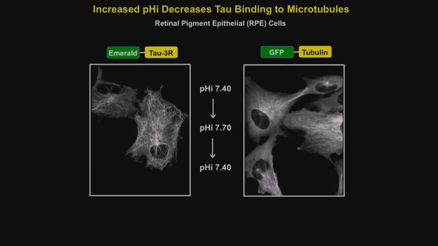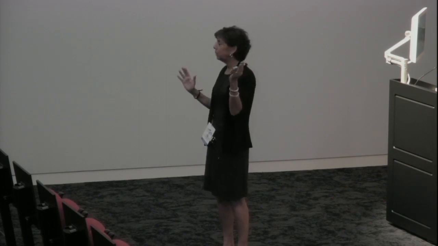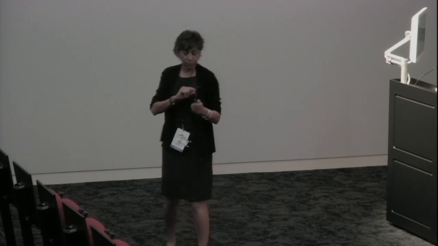So we thought, maybe naively, because we weren't thinking about protein chemistry, that a decrease in pH might cause tau to fall off microtubules. That's not what we see at all. We see that an increase in pH completely disrupts tau microtubule binding. Okay, and I'm going to show you with this movie.